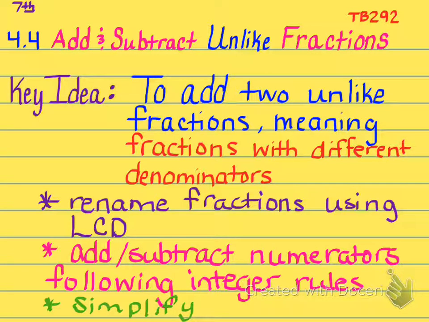To add two unlike fractions, meaning fractions with different denominators, you need to rename fractions using a least common denominator and add or subtract numerators following the integer rules, and then simplify.